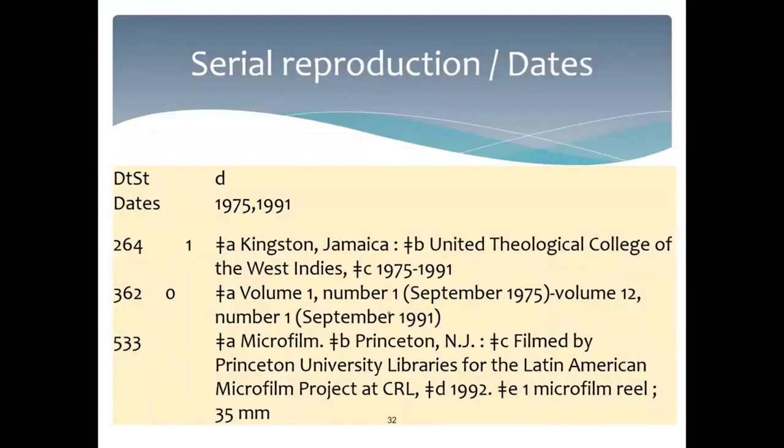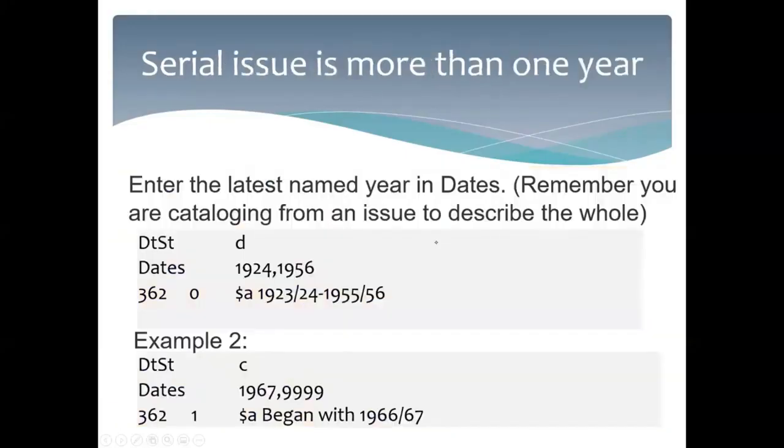So another example, this is one where we have microfilm. We've had something that's been microfilmed, so we'd add some additional information that would distinguish this. We have a 533 here that tells a little bit more information, and there's our 362 telling us the range of it. And there's our date range, showing the dates of coverage. You have a serial where it kind of walks the guideline, you know, it started in November, like November, December, that kind of thing.